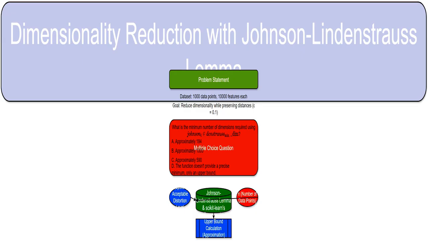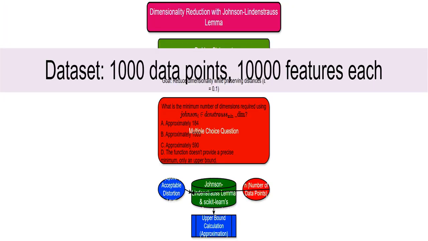My dataset has 1,000 data points, and each data point is described by 10,000 features. That's a lot of features. This is why I want to reduce the dimensionality. My aim is to reduce the number of features, dimensions, to a smaller number, while making sure that the distances between data points are only changed by a maximum of 10%, epsilon equals 0.1. This is crucial to maintain the integrity of the data.